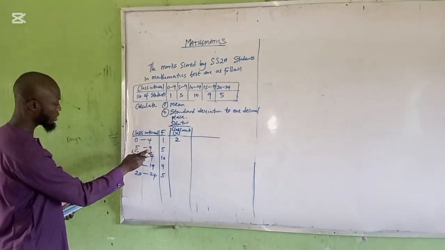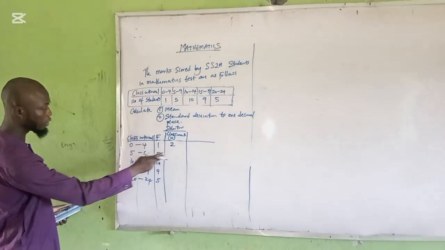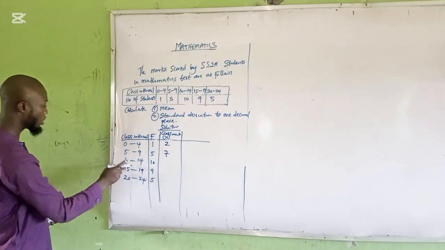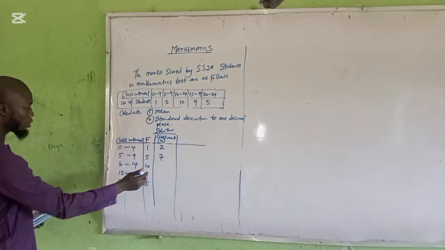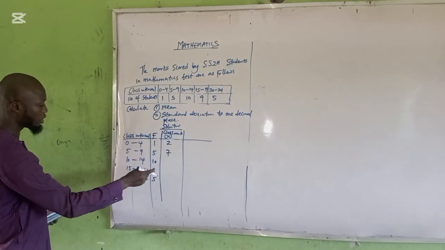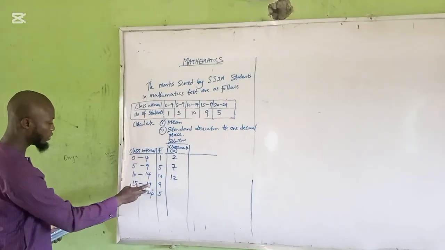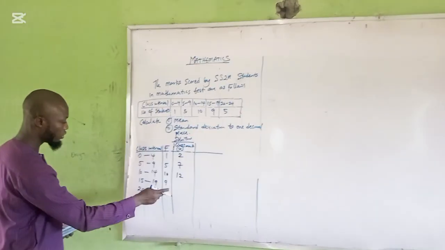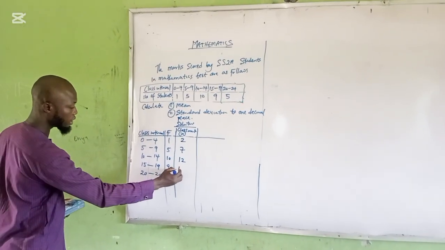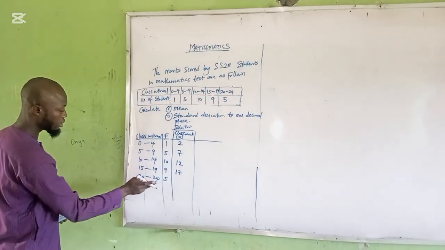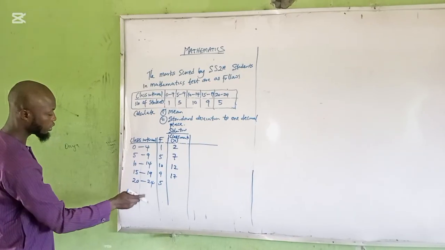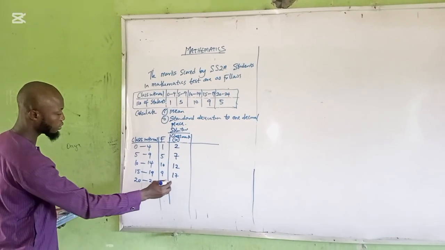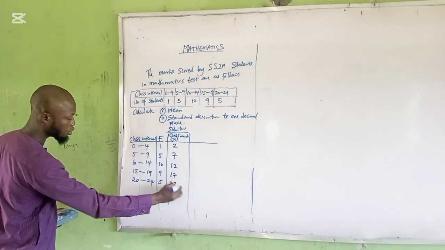5 plus 9 is 14. 14 divided by 2 is 7. You have 10 and 14, that will be 24. 24 divided by 2 is 12. 15 and 19, that gives 34, divided by 2, we get 17. And here, 20 plus 24 will give us 44. 44 divided by 2 will give us 22.